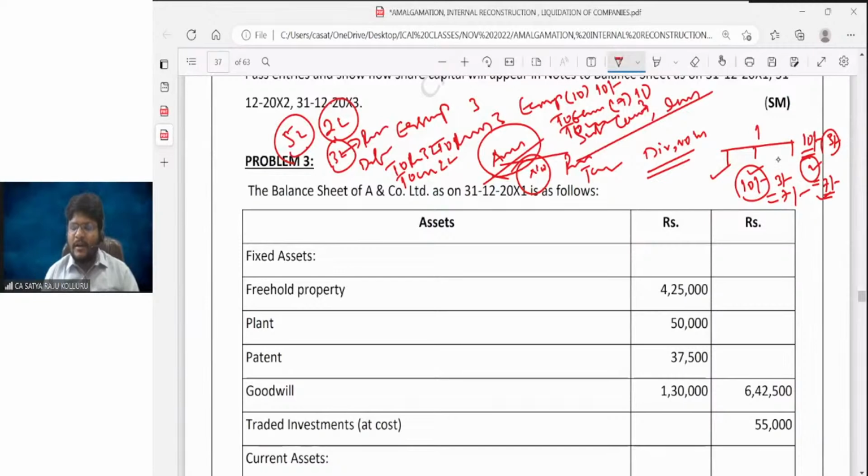After completion of internal reconstruction, we add the word "unreduced" and present the balance sheet. That is the typical internal reconstruction process. Am I right? Now, let me take problem number 3 directly.